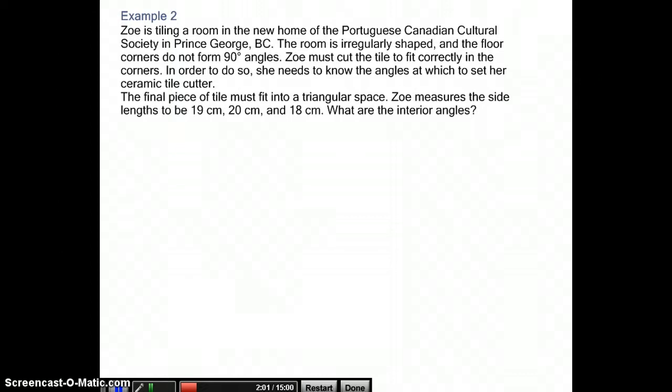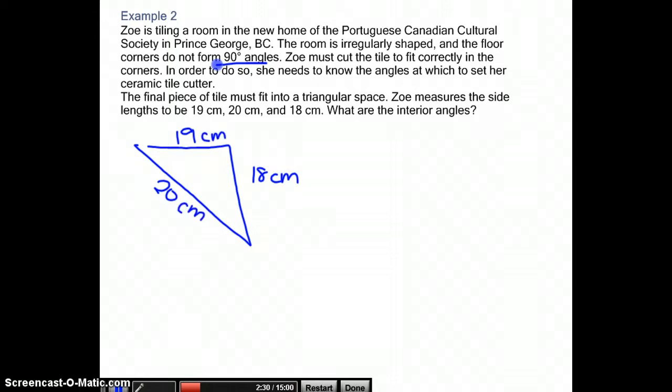Then let's look at example 2. Here we have Zoe who's tiling a room in her new home. The room is irregularly shaped and the floor corners do not form 90-degree angles. So it's an oblique triangle. Zoe must cut the floor tile to fit correctly in the corners, so she needs to know the angles. She measures the room to be 20, 19, and 18 centimeters. And sorry, this is not the room. This is a piece of tile that needs to fit there. Otherwise, it would be a room in the school for ants.